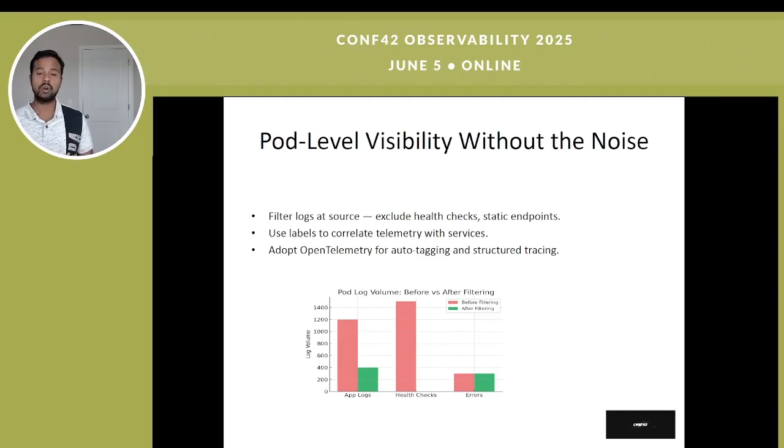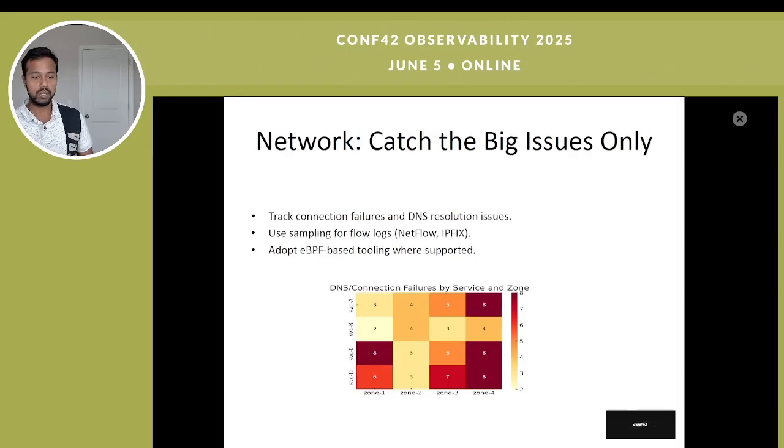By filtering logs at the source, we can exclude unnecessary data such as health checks and static endpoints. Utilizing labels to correlate telemetry with services enhances our ability to analyze performance. And like I mentioned before, adopting OpenTelemetry for auto tagging and structured tracing can streamline this process and also improve it. The last one, the network costs.